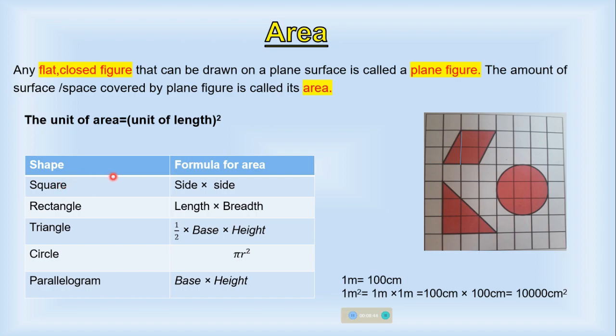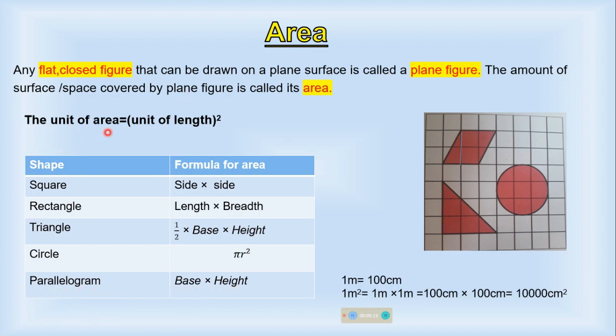The area of regular geometrical shapes can be easily calculated using some simple formulas, and these formulas for some shapes are given here. For a square, it is side multiplied by side. This formula we use for calculating the area of squares. For a rectangle, it is length multiplied by breadth. For a triangle, half multiplied by base multiplied by height. For a circle, pi r square, where r is the radius of the circle. For a parallelogram, it is base multiplied by height.